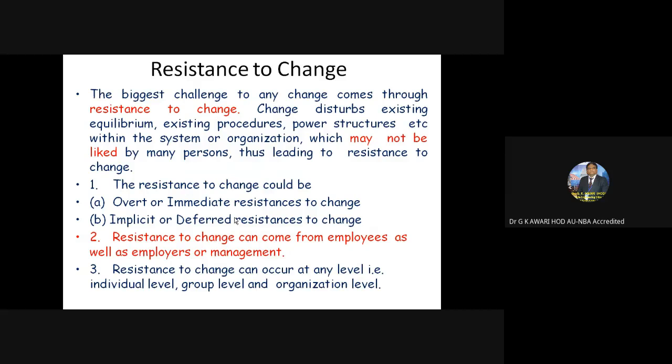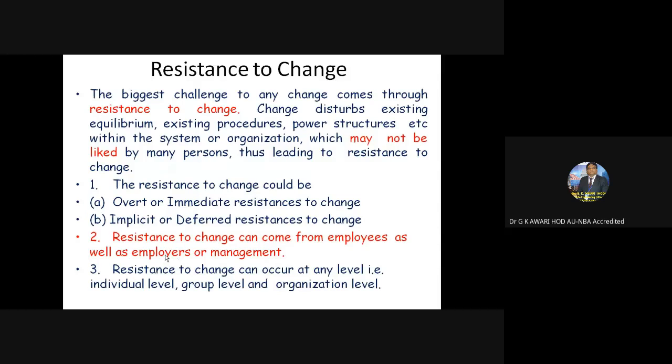So therefore, human nature offers a resistance to the change, and in change management, managing the resistance of the people, managing the resistance of the employees, is very important. The resistance to change could be immediate resistance or deferred resistance. Sometimes immediate resistance comes, sometimes deferred resistance comes. Then resistance to change can come from employees as well as employers or the management also.